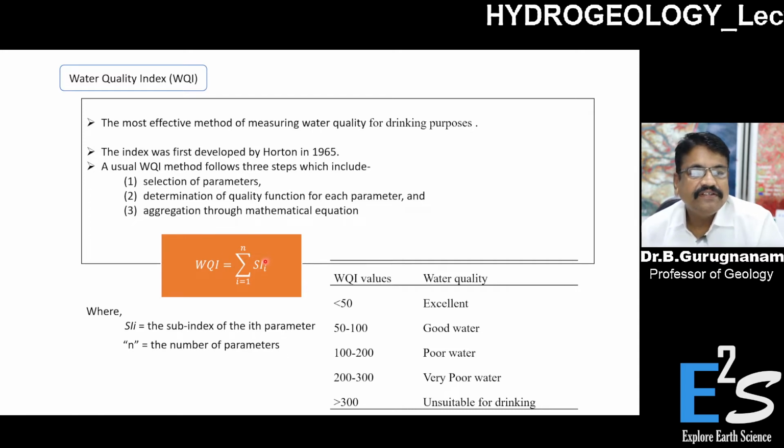SLI is nothing but the sub-index of the ith parameter, and n is the number of parameters. How many parameters are you going to take? n is the number of parameters over the ith parameter. You will have to take i, and then i is equal to 1. So when you apply this formula, you will be able to get the result, and then you classify the results into 5 classes: excellent, good, poor, very poor, and unsuitable. This is the grading of the water quality index result.